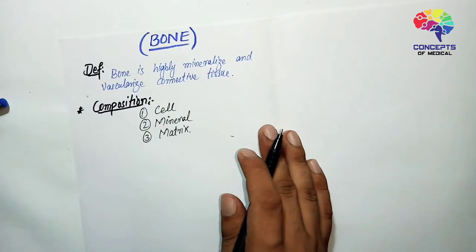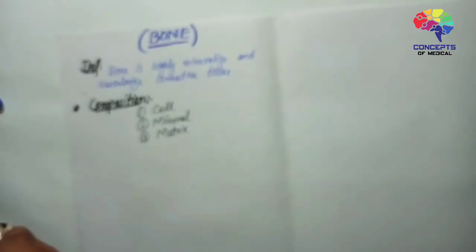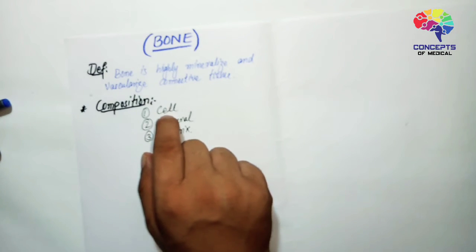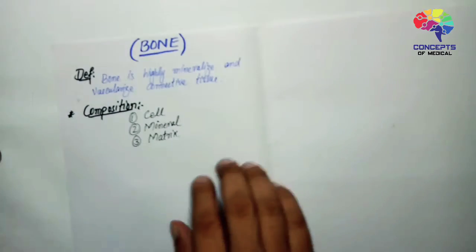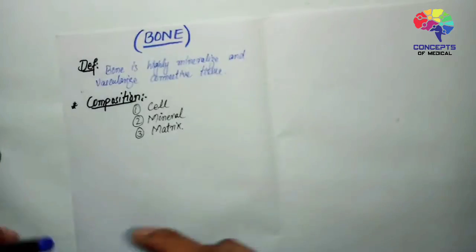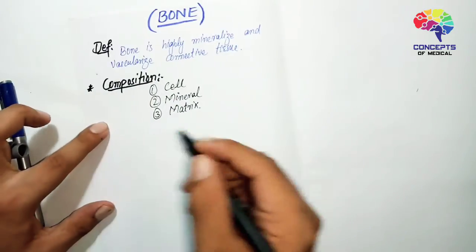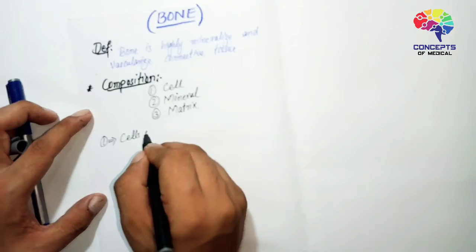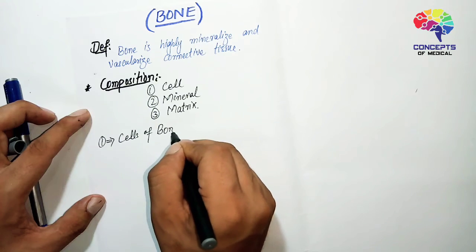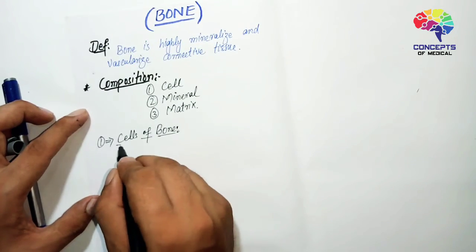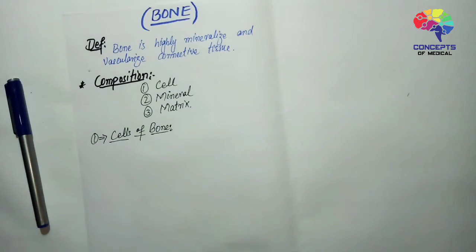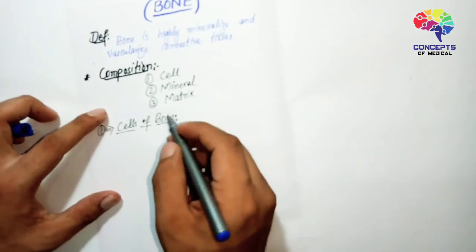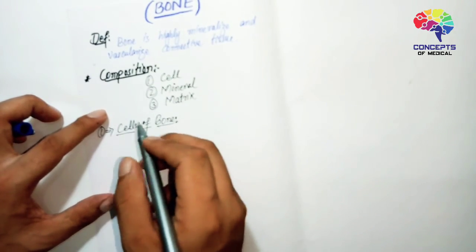Actually every tissue has its own type of cells. As such, bone also has separate and specific cells, and we have three types of cells in the bone. So now we will talk about the cells of the bone, how many types of cells we have.